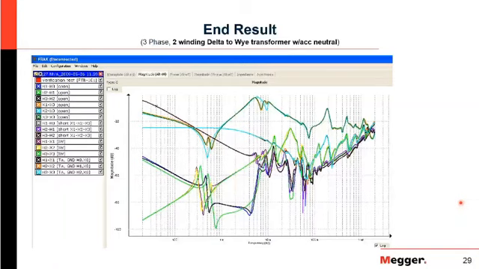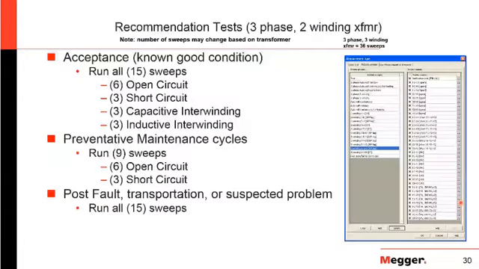So when do we run these tests? So what I generally recommend is when you're doing an acceptance test or a commissioning test, or if that transformer's been sitting there for a while and you don't have any previous measurements, so you just want to get your reference or your fingerprint, you're assuming it's in a known good condition here. So you want to run all 15 sweeps at that point. 6 open circuit, 3 on the primary, 3 on the secondary.